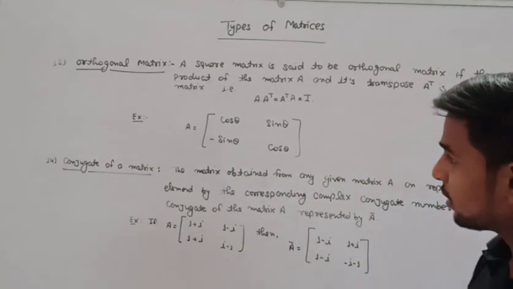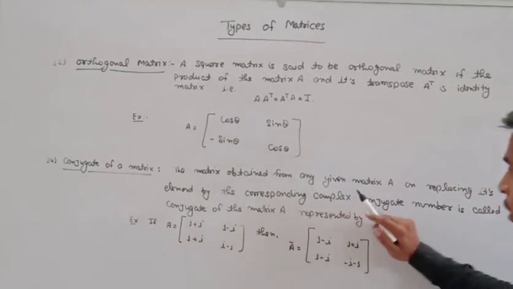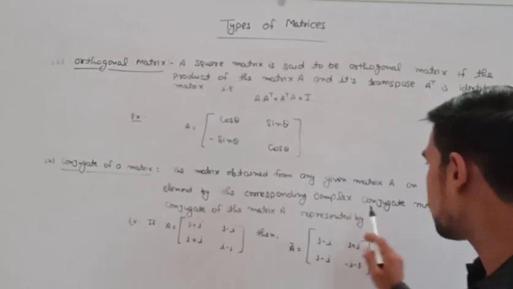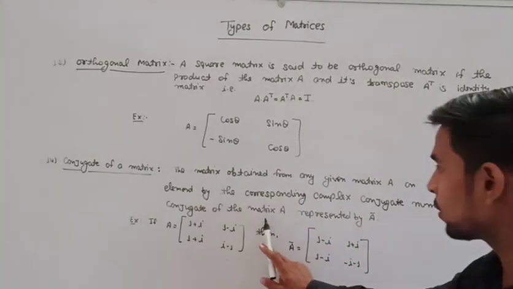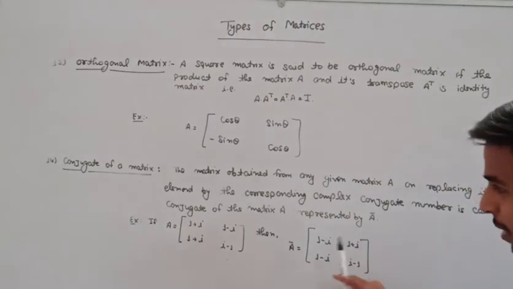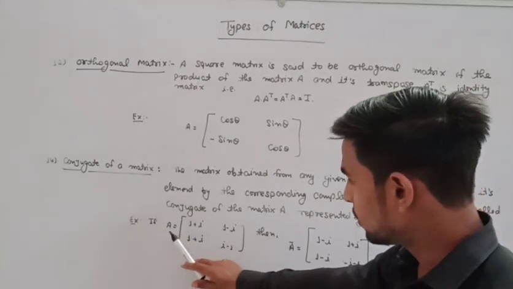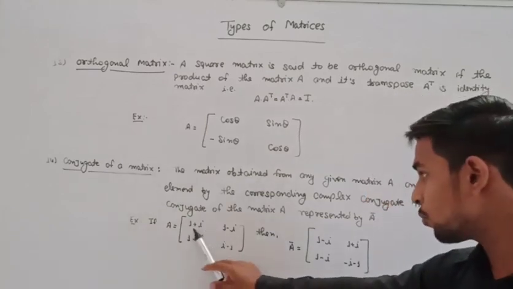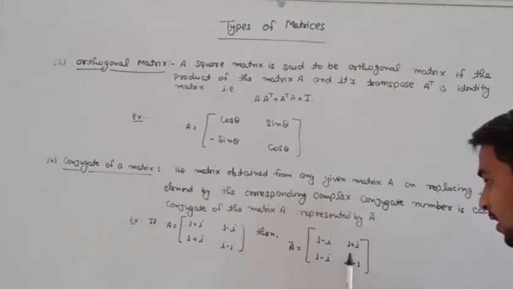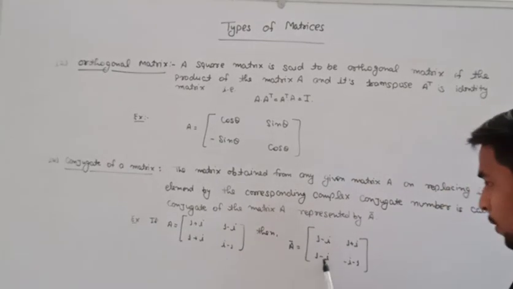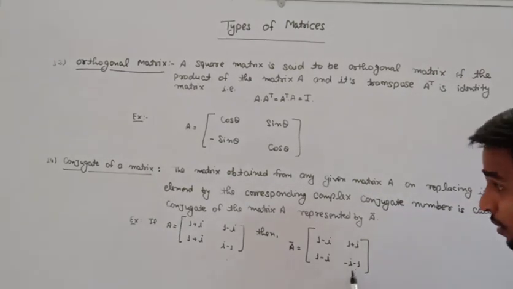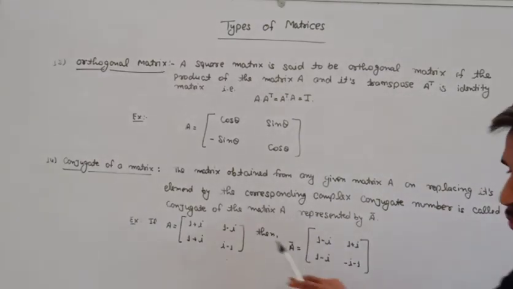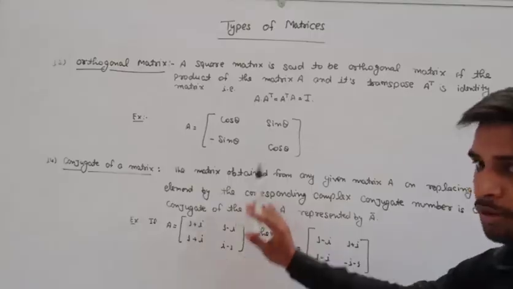The next one is the conjugate of a matrix. The matrix obtained from any given matrix A on replacing its elements by the corresponding complex conjugate numbers is said to be the conjugate of the matrix A, represented by A dash. Here in this example the matrix A is 1 plus i, 1 minus i, 1 plus i, minus 1, and the conjugate of 1 plus i is 1 minus i, of 1 minus i is 1 plus i, of 1 plus i is 1 minus i, and of i minus 1 is minus i minus 1. Hence A dash will be the conjugate matrix of A.